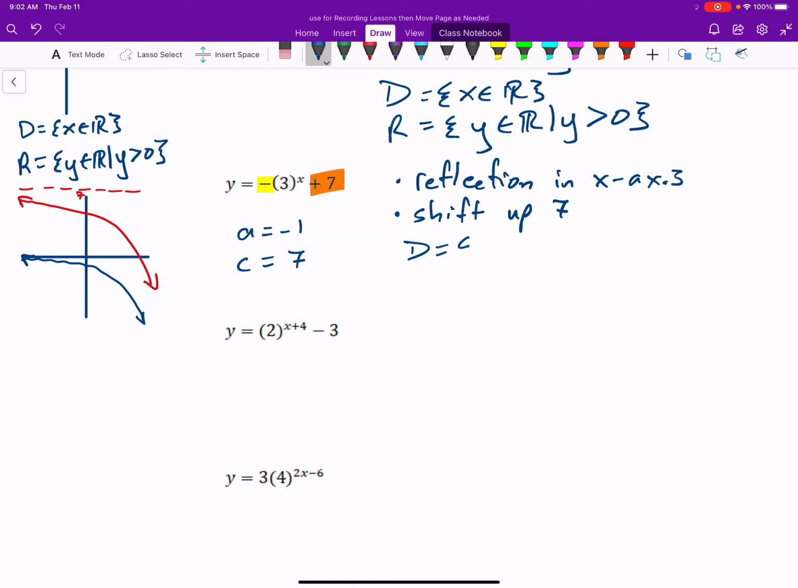Well, it doesn't affect the domain. The domain is all real numbers still. But the range, of course, is affected. It's all real numbers, but with a restriction. Again, it's below the asymptote, so it's less than something, and that something is the 7 that the new horizontal asymptote is.